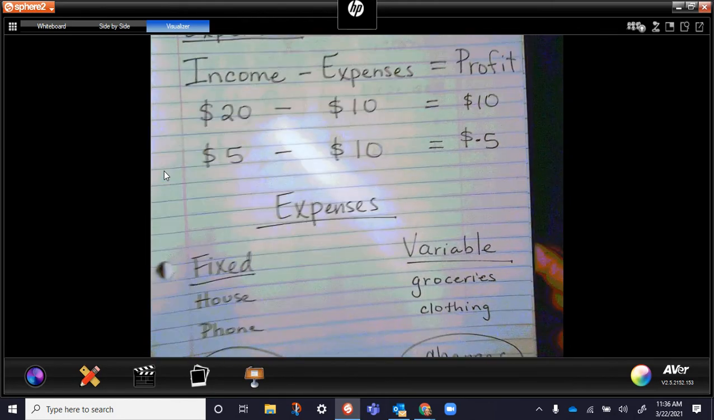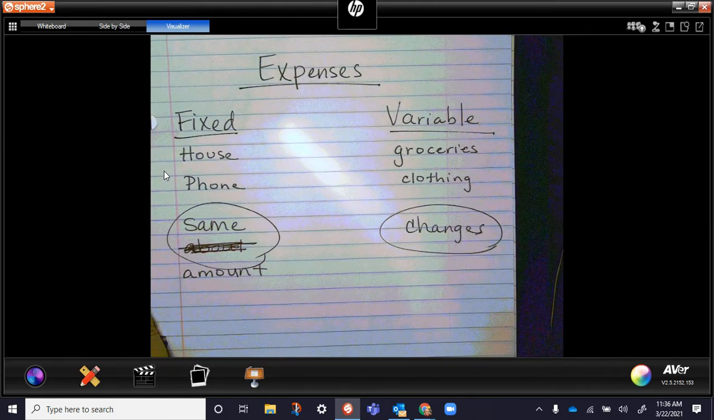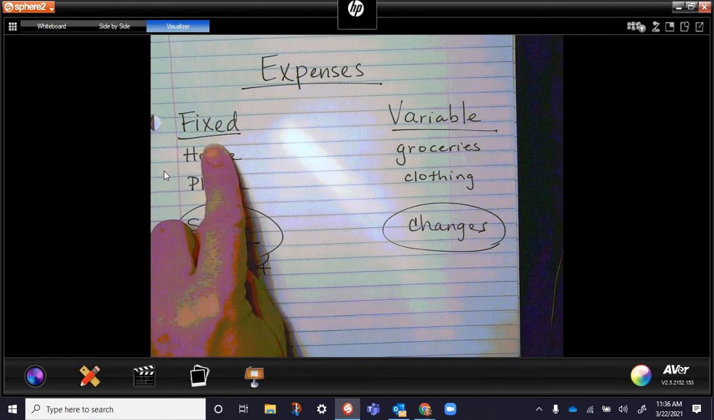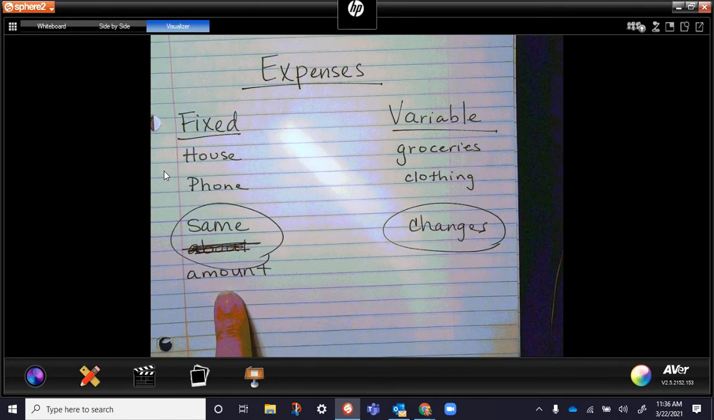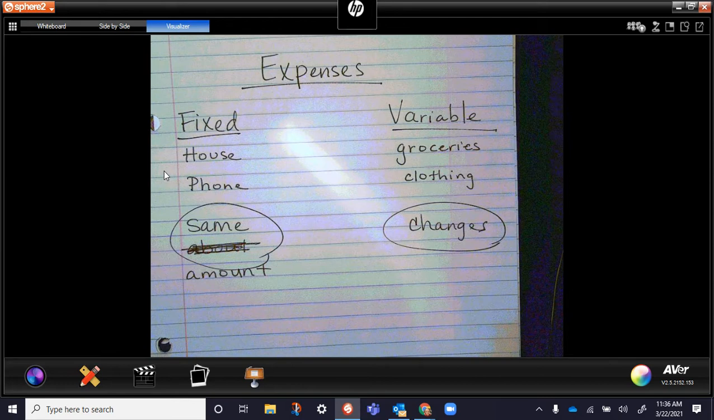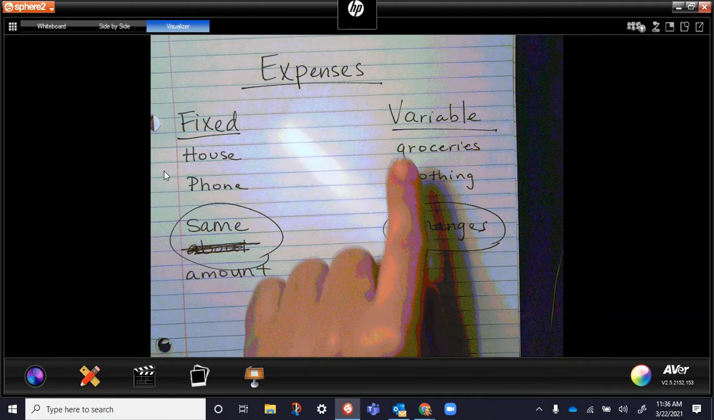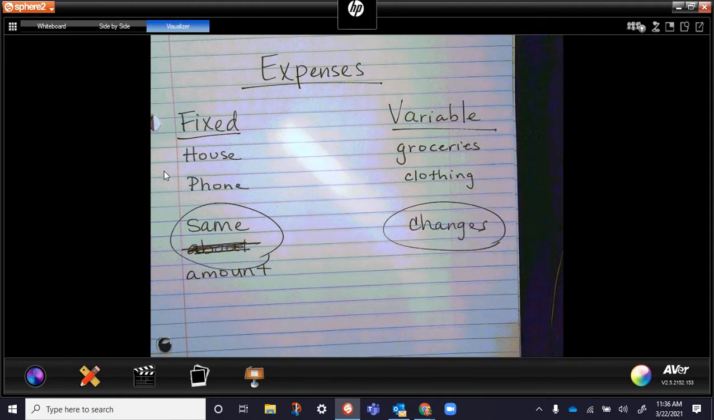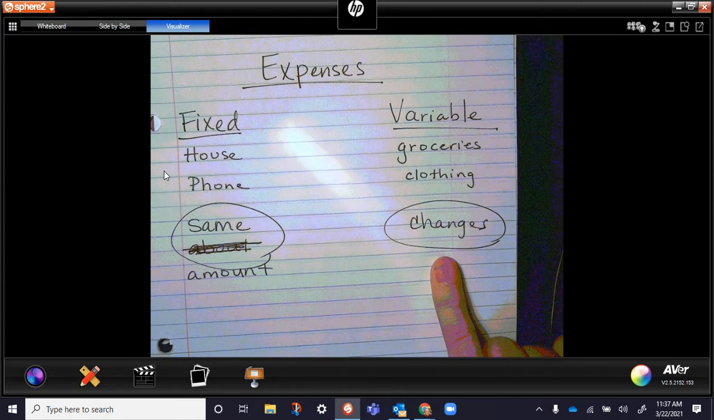Down here, expenses, again, we talked about how they can be broken into different things. So when you see the word fixed, I want you to think that this is the same amount each month. So things like my house bill, my phone bill, my car bill, those are always the same dollar amount every single month. I get my phone bill, I already know what it's going to be. I get my house bill, I already know what it's going to be. But things like groceries, clothing, gasoline, entertainment expenses, things like that are not the same every month. They change. Those are your variable expenses.